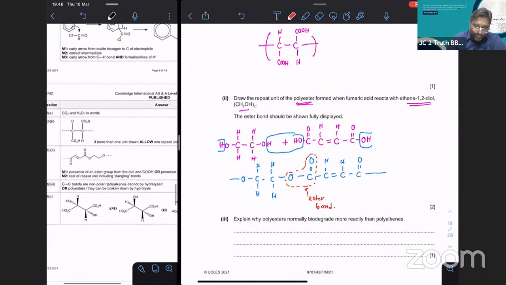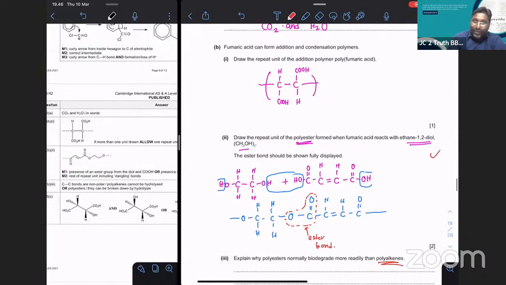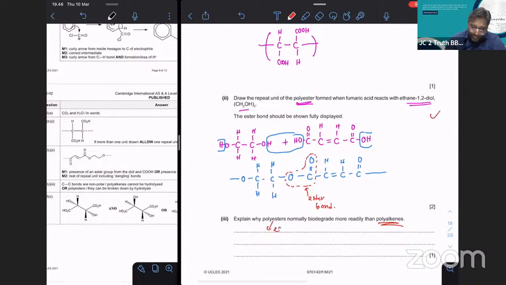In this case, they are using skeletal formula, but they didn't ask to use the skeletal formula, so it's okay. Now explain why polyester normally biodegrade more readily than polyalkanes. Polyalkanes, you can see all of them are saturated bonds. Saturated bonds, they are not going to react, so they are not going to undergo hydrolysis. Polyester contains ester bond, which can be hydrolyzed easily under acidic or alkaline condition.